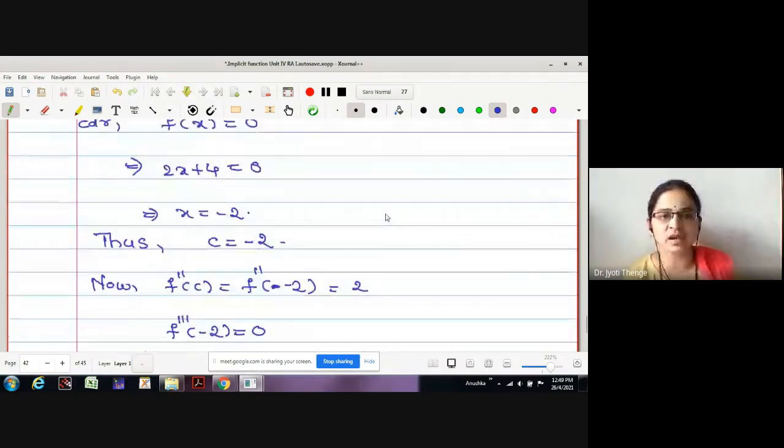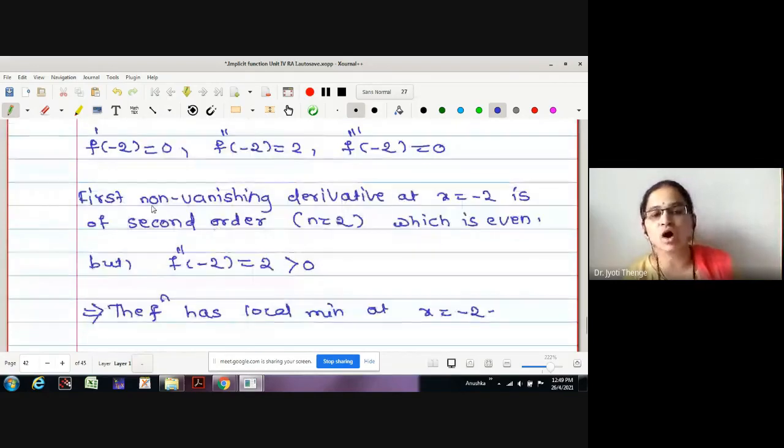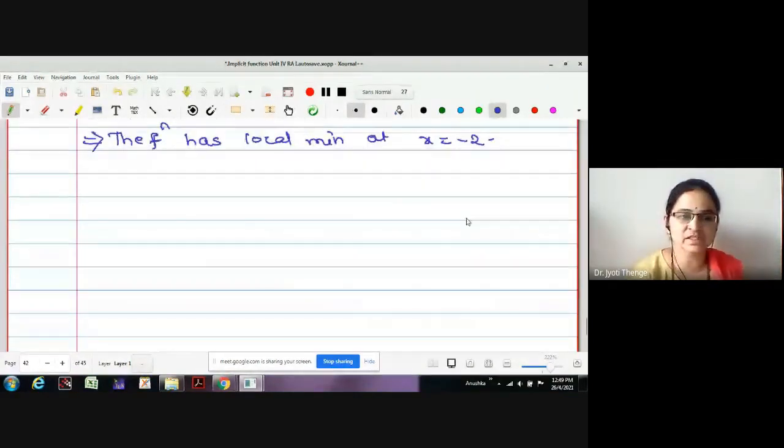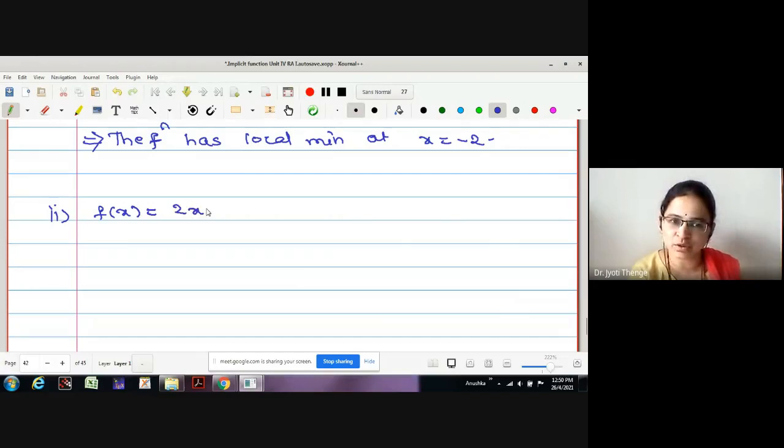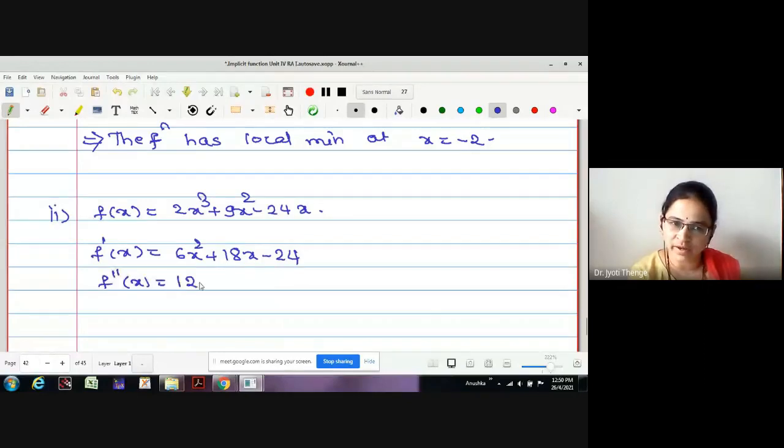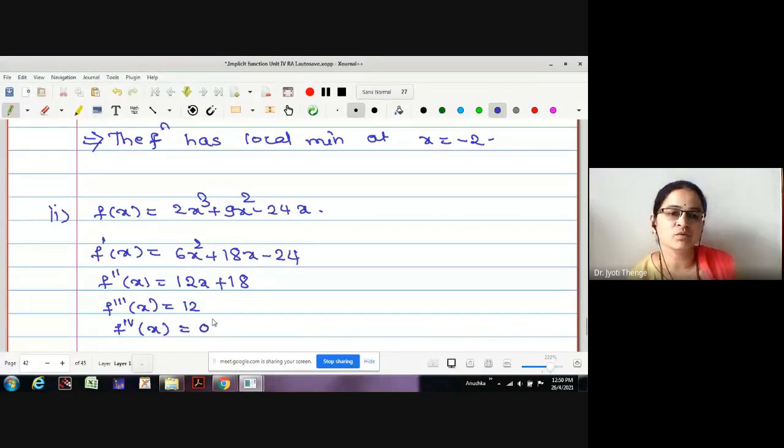Have you understood the example? You have to find out the first non-vanishing derivative at the corresponding points. Let us take one more example. F of x equal to 2x cube plus 9x square minus 24x. First derivative is 6x square plus 18x minus 24. Second derivative, 12x plus 18. Third derivative, 12. Fourth derivative, 0. Right? 4 derivatives exist.